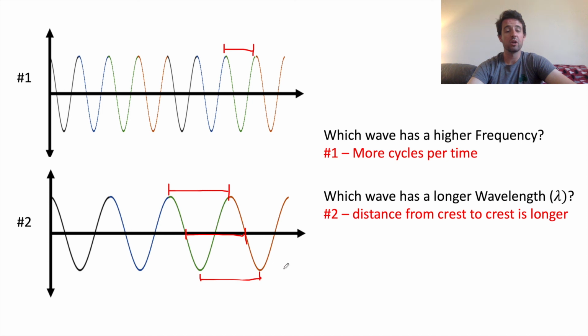Hopefully you guys are feeling better about terms like amplitude, frequency, wavelength, cycle, crest and trough. Those are all fair examples to be on your homework coming up here.